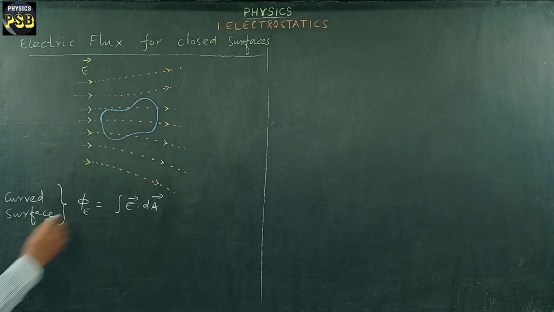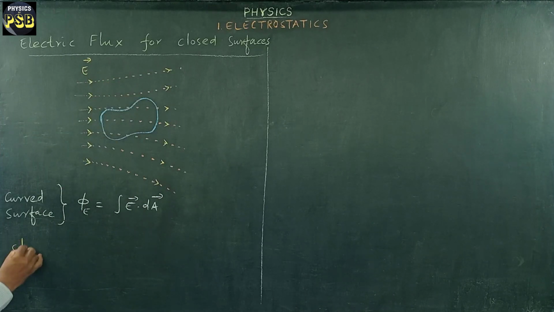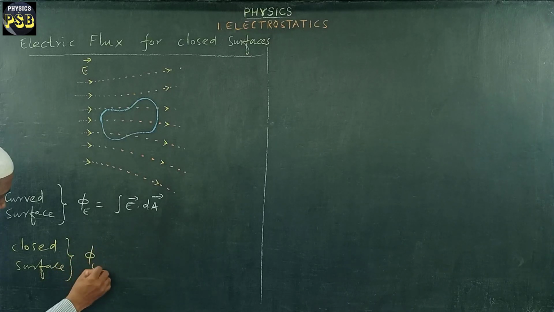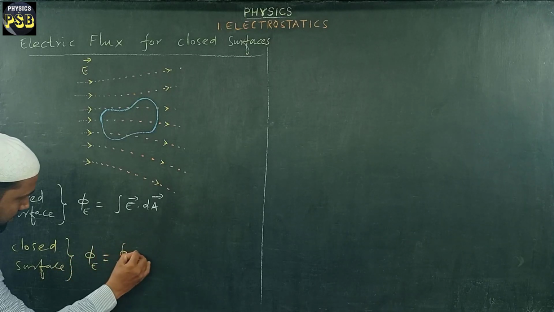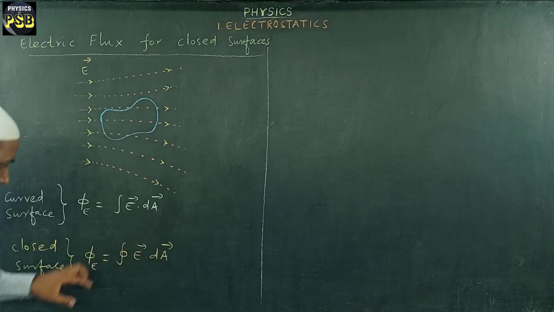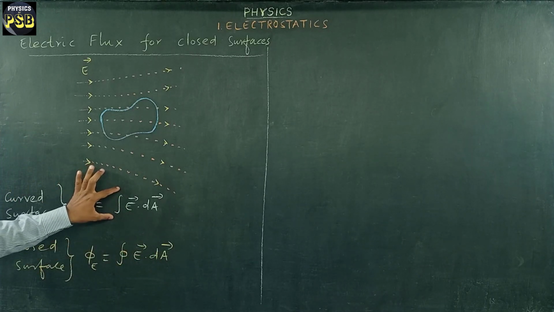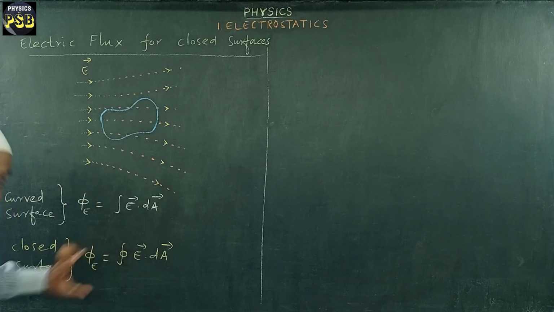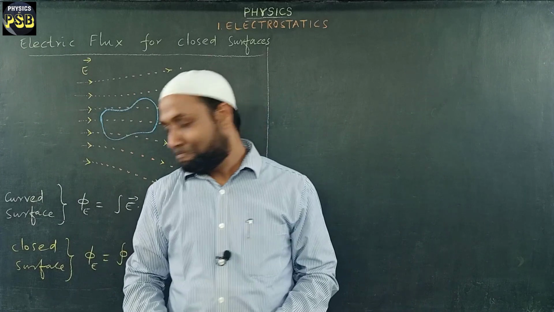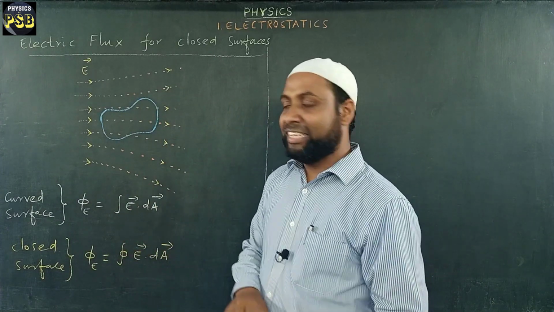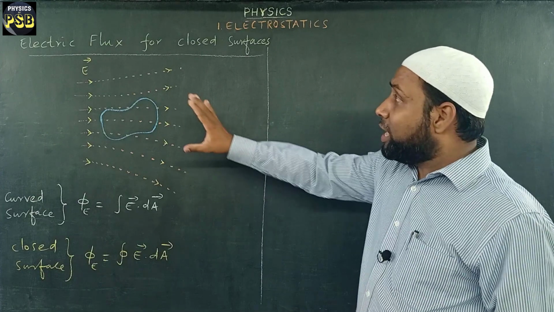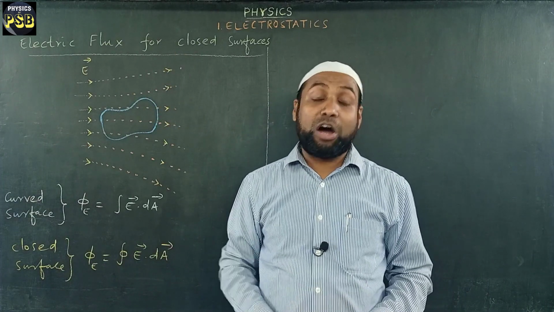Whereas for a closed surface, the expression for electric flux is written something like this. If you look at these two expressions, you may find everything is the same except this symbol. Here we have a line integral, whereas here we have the symbol for a closed integral. This stands for closed surface integration, whereas here we have line integration. This is the only difference we get here. Now, electric flux for a closed surface may be positive, negative, or even zero.